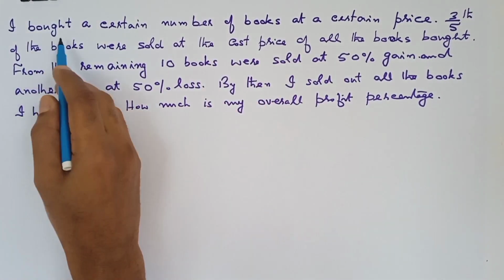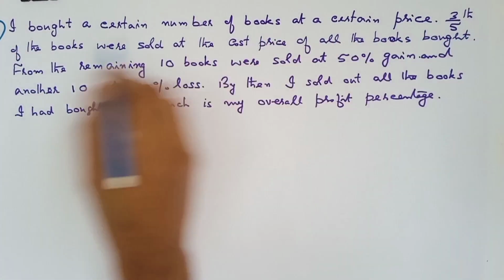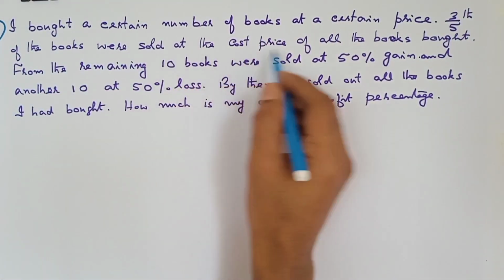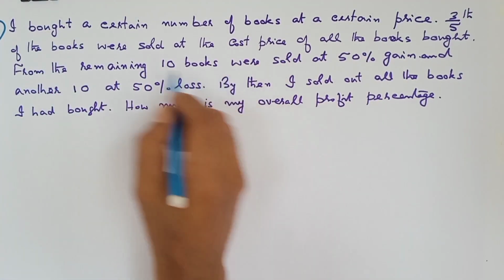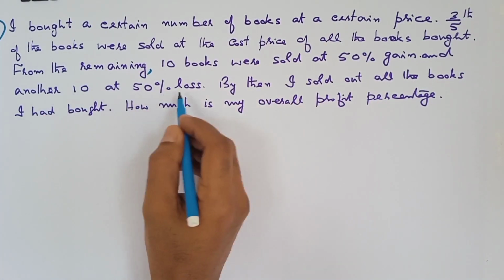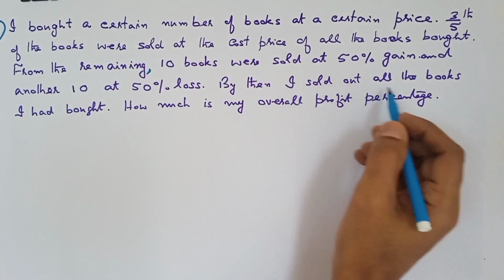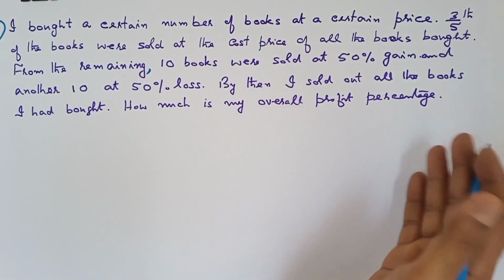The question is this. I bought a certain number of books at a certain price. 3/5 of the books were sold at the cost price of all the books bought. From the remaining, 10 books were sold at 50% gain and another 10 at 50% loss. By then, I sold out all the books I had bought. How much is my overall profit percentage?